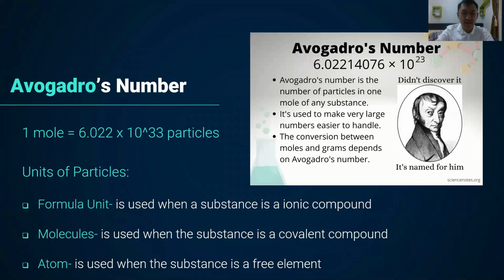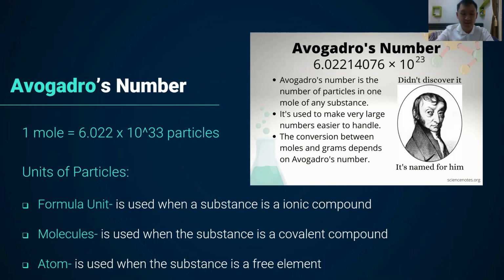Next, I'll be explaining Avogadro's number, which is 6.022 times 10 raised to 23. Avogadro's number is the number of particles in 1 mole of any substance. It is used to make very large numbers easier to handle. And lastly, the conversion between moles and grams depends on Avogadro's number. Fun fact, Avogadro didn't actually discover this number. It's actually named after him.